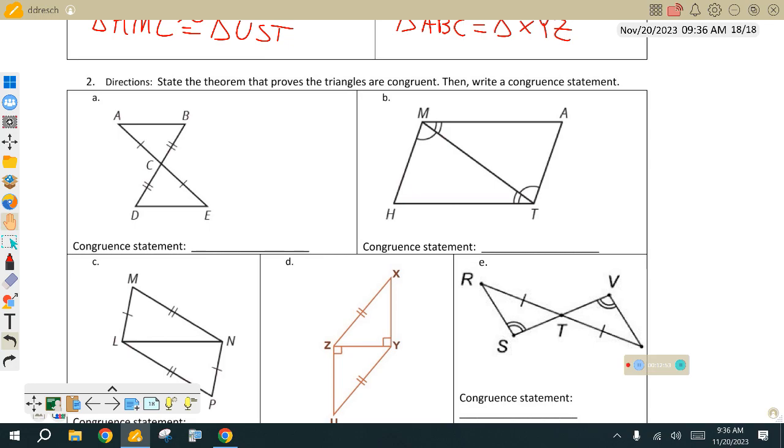Eva. SAS. Okay, I see two sides, right? I see a side, I see a side, and I see another pair of sides. I don't see the angle though. Where's the angle coming in at? The vertical angles. Thank you.